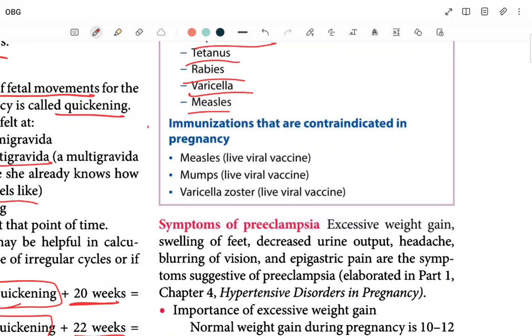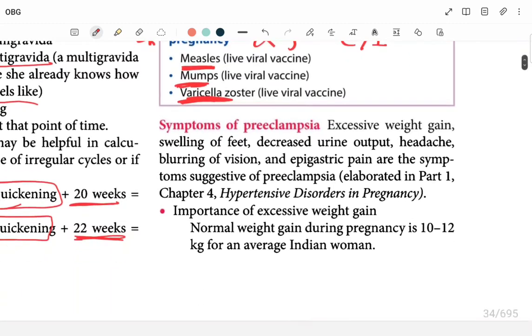Now, immunizations that are contraindicated in pregnancy. Very, very important viva question. So, what are the immunizations that are contraindicated during pregnancy? First is measles. You should not give measles because it's a live viral vaccine. Mumps is contraindicated. Varicella zoster is contraindicated. All these three vaccines are contraindicated during pregnancy.